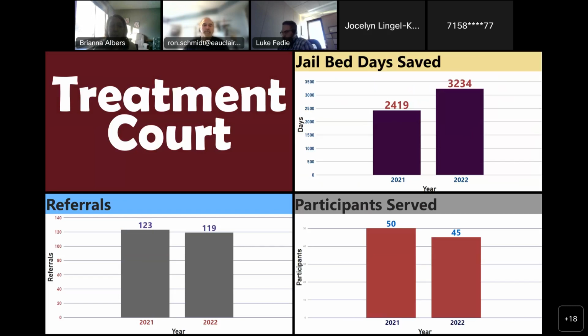And then the last graph up there is kind of a fun one I like to talk about, our jail bed days saved. These are for graduates of our program. Instead of incarceration, they did this community-based treatment program and so no longer had to serve the stayed sentence that was ordered. For calendar year 2021, that was 2,419 days saved for jail. And in 2022, that was 3,234 jail bed days saved by doing treatment in the community in lieu of incarceration. So that was a really high and quick overview. Does anybody have questions about treatment court?